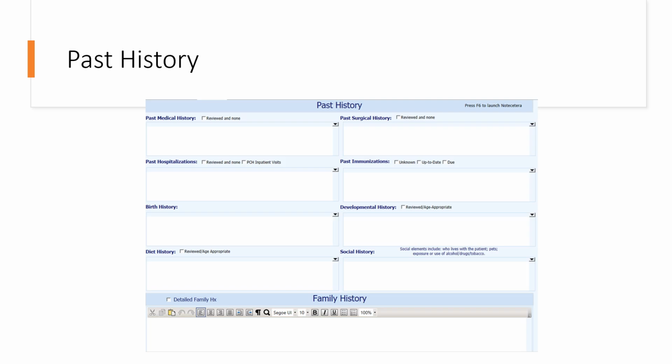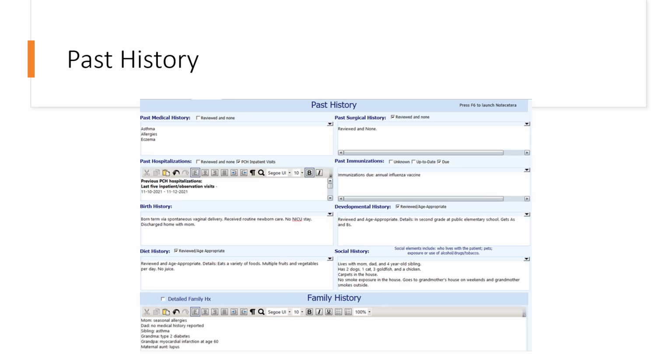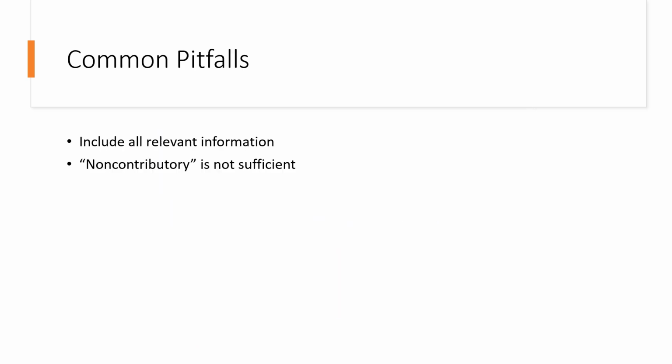Your past history should include all relevant medical, surgical, hospitalization, immunization, birth, developmental, diet, social, and family history. Note that in the Sunrise EMR, there are multiple convenient checkboxes that can help you fill this section out, including one that automatically fills in previous Phoenix Children's inpatient visits. Pause here to take a look at an example of a past history for a 7-year-old girl being admitted with asthma. The most common pitfall is not including all of the relevant information.